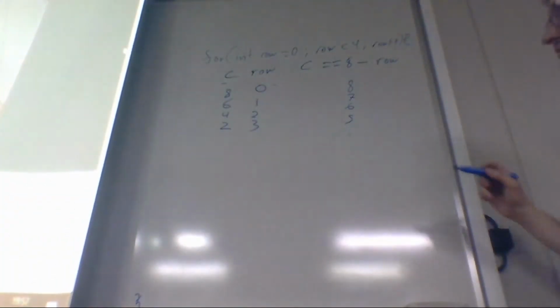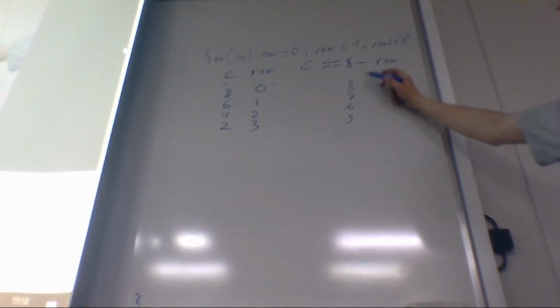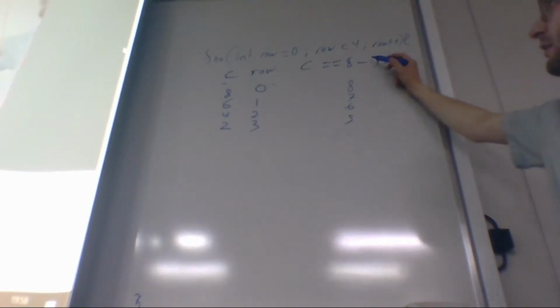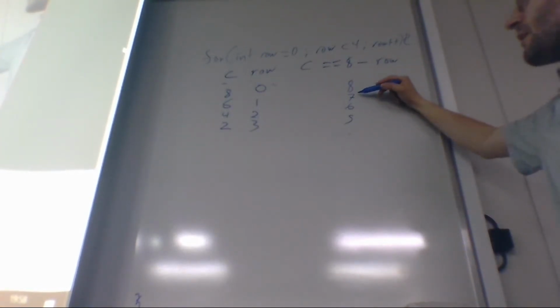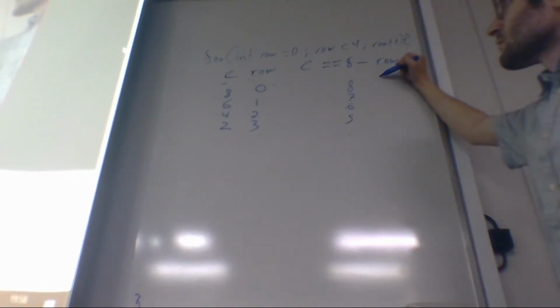8, 7, 6, 5. Okay, so how can I change this equation? That's a -1 right there. How am I subtracting? I'm subtracting 1 from each of these. So how do I get to subtract 2 from each of these?